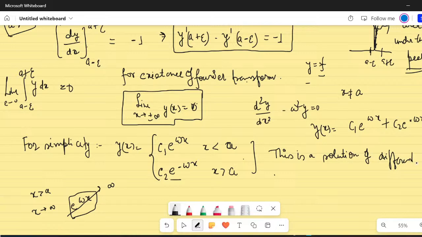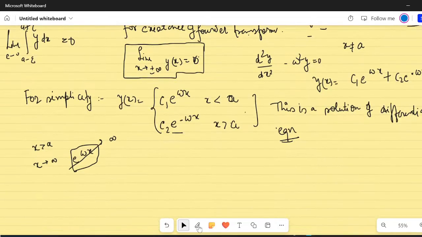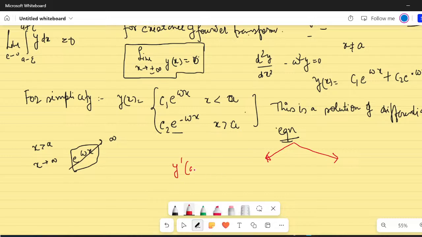So even if the hints are not given, there are two hints implicitly given to us. And see, if these two hints help us, then we'll be able to find C1 and C2. One hint is that y dash at a plus epsilon minus y dash at a minus epsilon should give us minus 1.